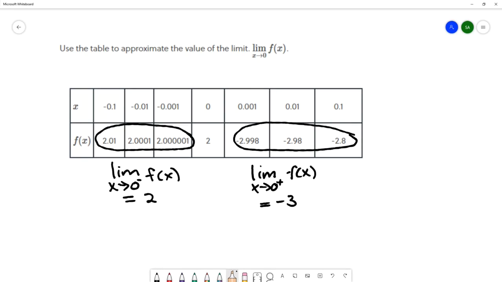Now for this limit to exist, I need these limits to be approaching the same value. So because they're approaching different values, we're going to say that this limit does not exist. So the limit as x approaches 0 of f of x does not exist because the table shows me that the y values are approaching different values on either side of 0.